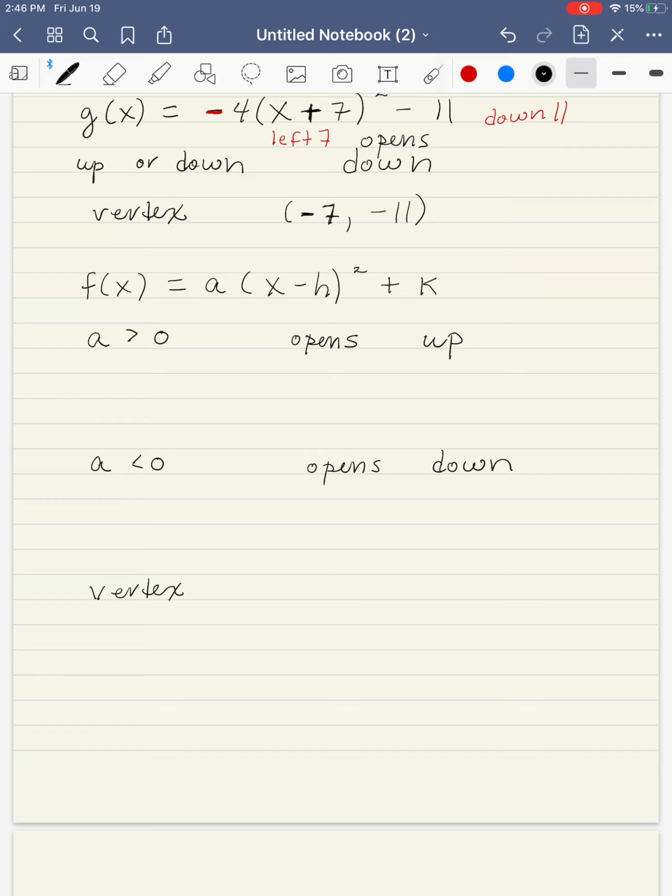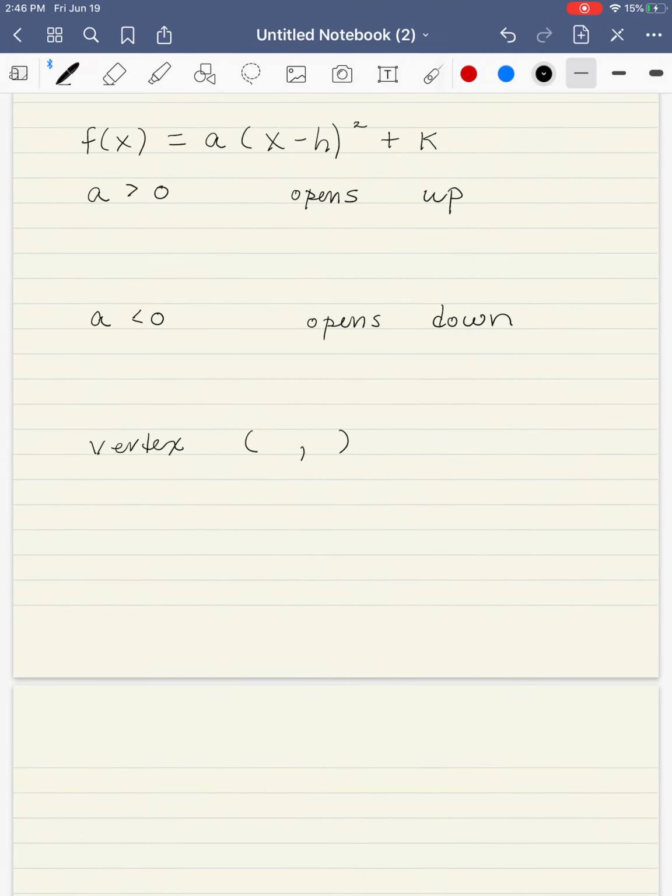Let's talk about the vertex. I want you to see if you can write what the vertex would be if we have the function f of x equals a times x minus h squared plus k. I want you to use letters in this function to write what the vertex would be. And notice we have the h here. That's my shift left to right. And we have the k. That's my shift up or down. So my vertex is (h, k).